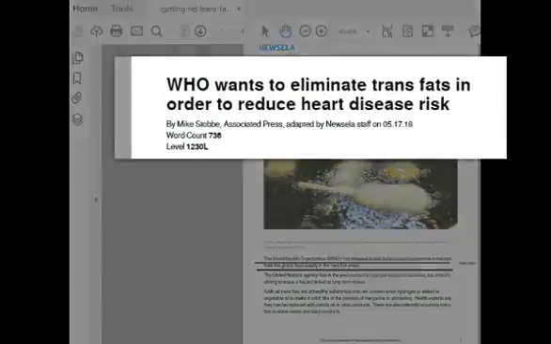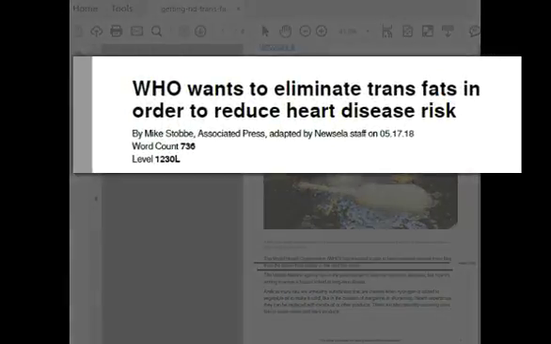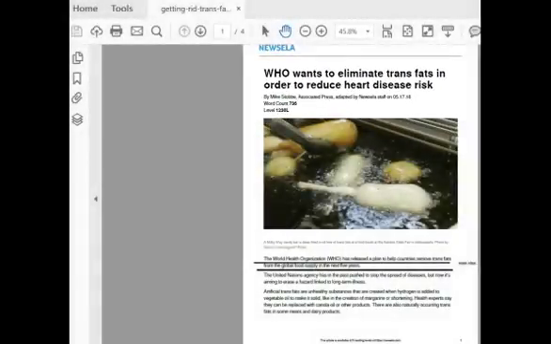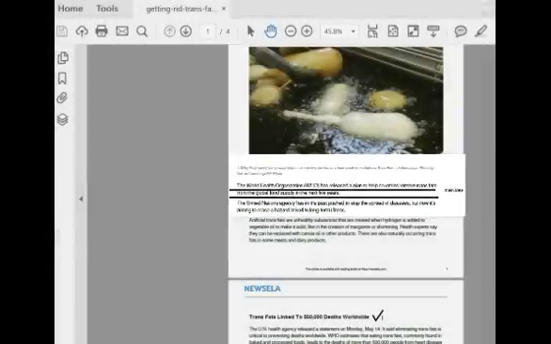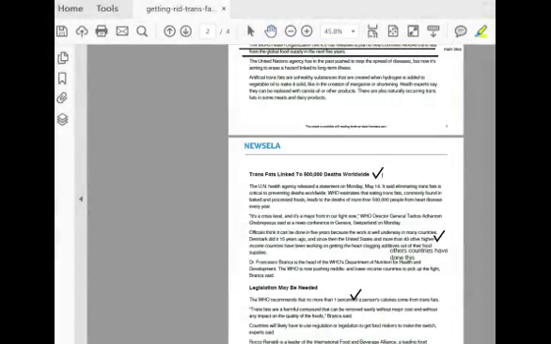So let's begin. As you can see, I have the same article that I used for our first close reading, Who Wants to Eliminate Trans Fats in Order to Reduce Heart Disease Risk. I've opened it in my Adobe Acrobat Reader, and I have my tools ready to help me with annotation. As I've read over the article, I realize that I still like my main idea, so I'm not going to make any changes there. As I continue to read the article, I'm looking at the language that's being used.